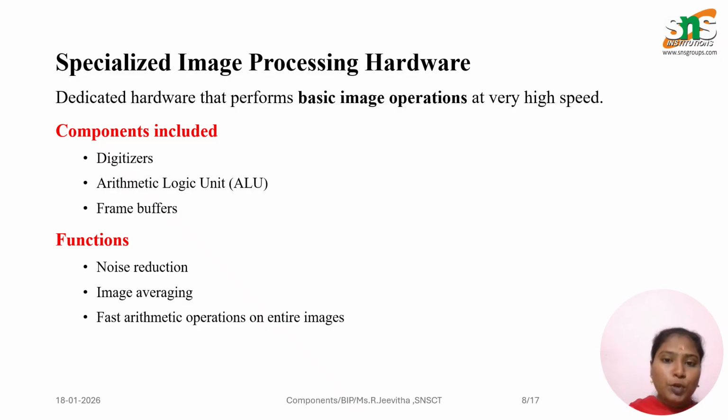Specialized image processing hardware is used to perform basic operations very fast. This hardware includes digitizers, arithmetic logic units, and buffers. It performs operations like noise reduction, image averaging, and fast arithmetic calculation on entire images. Such operations are difficult to perform quickly using normal computers alone.